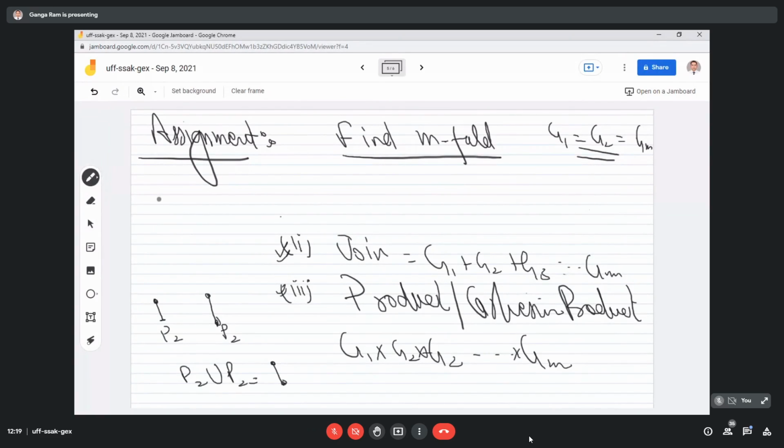I mean to say that the union of G will be equal to G, and also the intersection of G is G. Intersection means common and union means all. So I think they will be equal. If you take the intersection of this, what will happen? Intersection of P2 and P2 is just the common part, and common will be this only. So you have to find joint and Cartesian product only, M-fold.